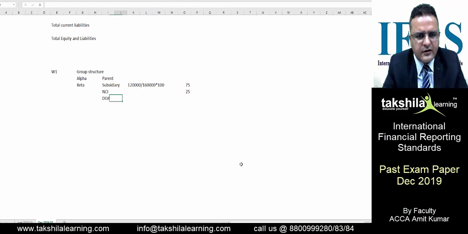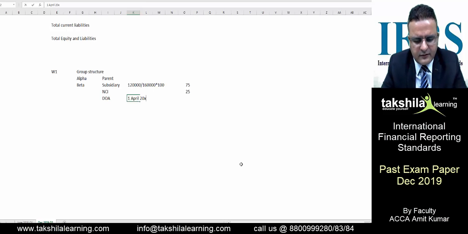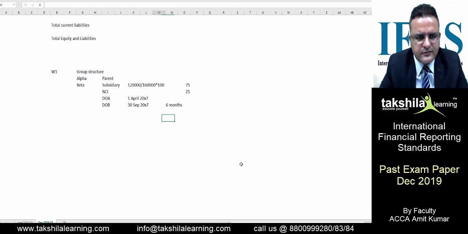Date of acquisition is 1st April 20x7. Date of balance sheet is 30th September 20x7. How many months? 6 months period. Mid-year acquisition. Working note number 2 is net assets of subsidiary.